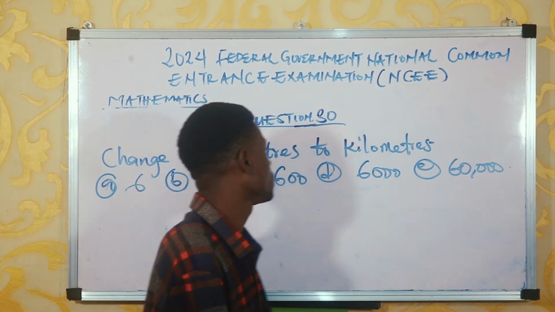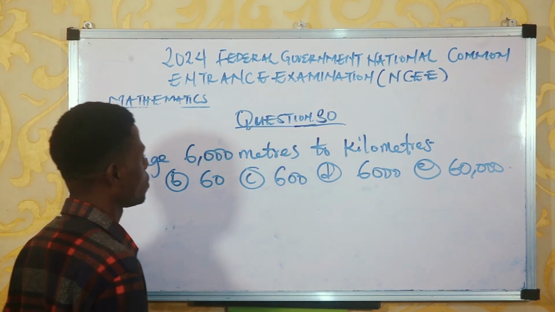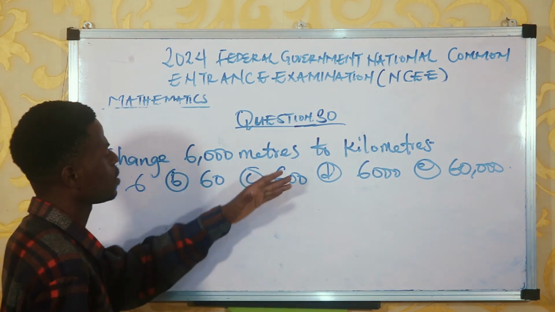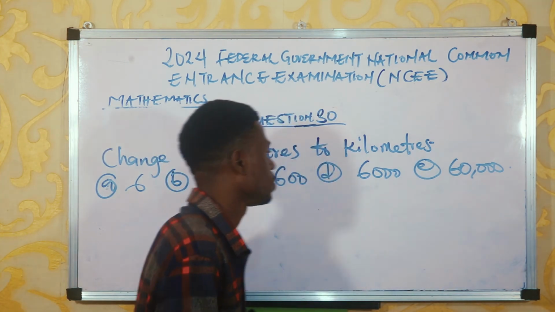Question 30 says that change 6,000 meter to kilometer. Okay, A says 6, B says 60, C says 600, D says 6,000, and E says 60,000.